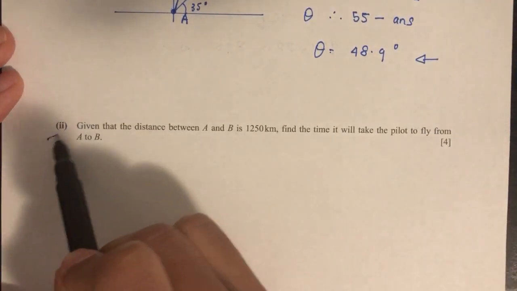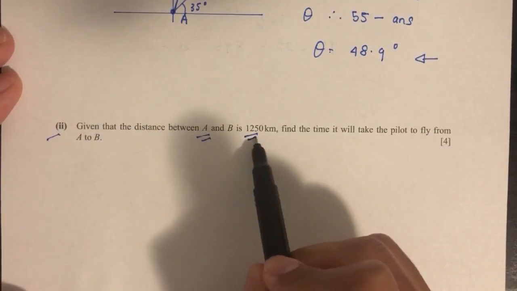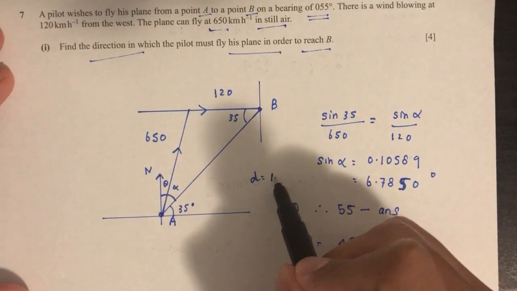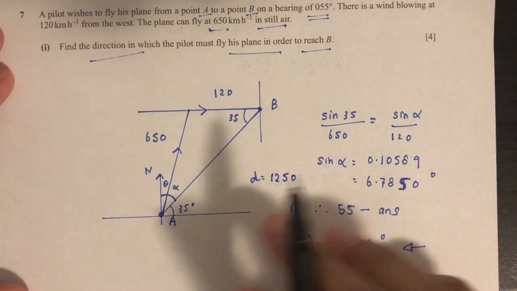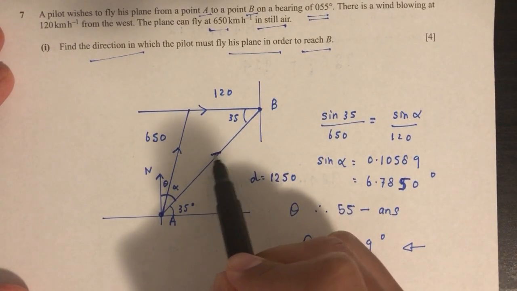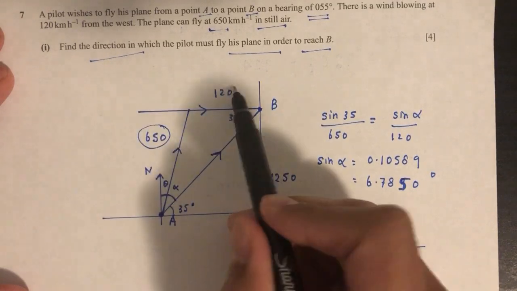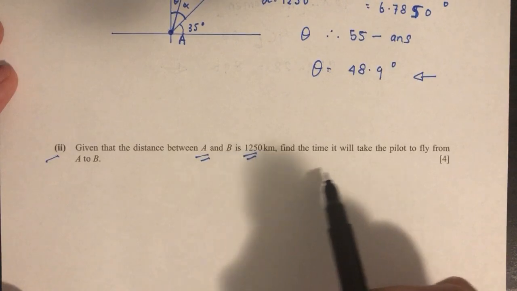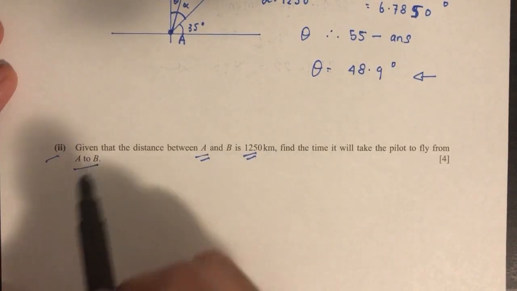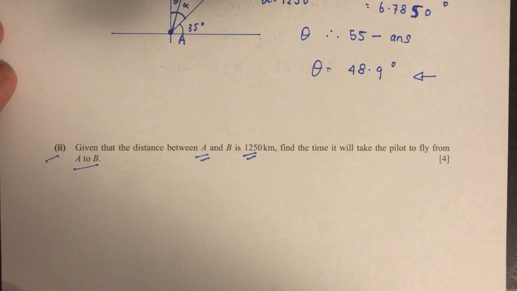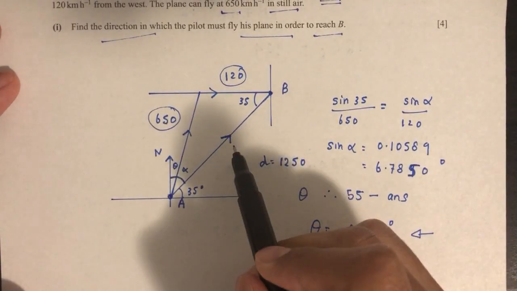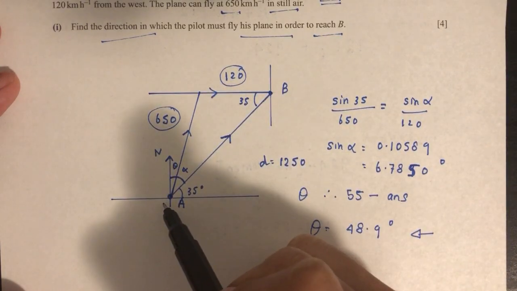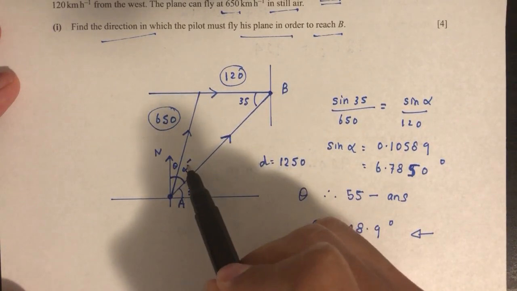So now moving on to part 2, given that the distance between A and B is this much, the distance between this point will be 1250. So what do we need to know? We need to find the velocity in this direction. So we know this, we know this, we should find this. Pretty easy, I think. Find the time it will take the pilot to fly from A to B. So we need to first find the speed or the velocity. So what can we do? We can use the, so to find this we can use the, so we know this is equal to what?